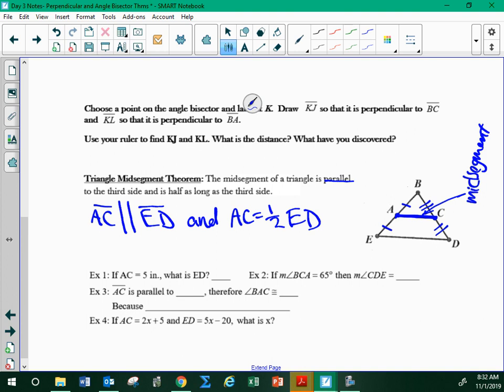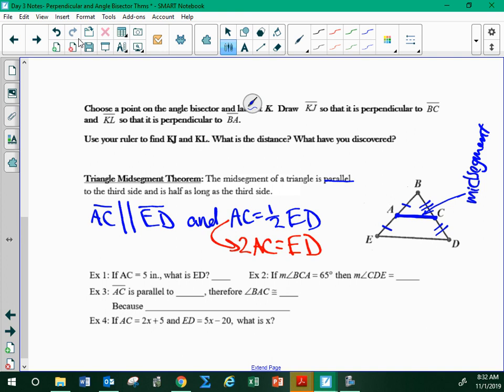What's another way I could think of this, instead of saying AC is half of ED? 2AC equals ED. So we could think of it that way. Depending upon the information you're given, you might prefer to double your AC. Totally up to you. Let's multiply both sides by 2. So let's say that AC is 20. How much would ED be? 40. I tricked you. I gave you the mid-segment, so our third side would be double.